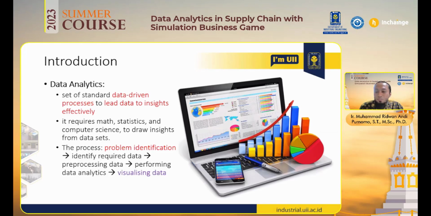After that, based on that objective, we can identify the required data in order to support us to solve that problem. And after that, sometimes the data is still very raw. That's why we need to have pre-processing of data. This is based on my experience.